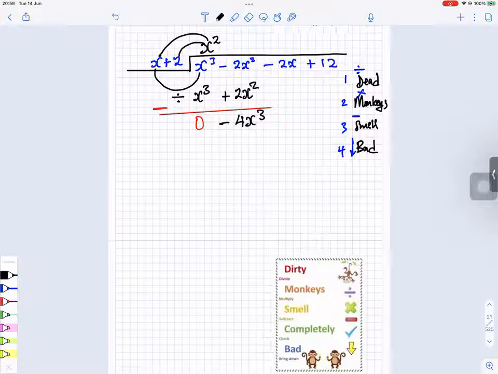The next step, number 4, is bring down. You bring down the minus 2x. Is it not minus 4x squared? So minus 4x squared.